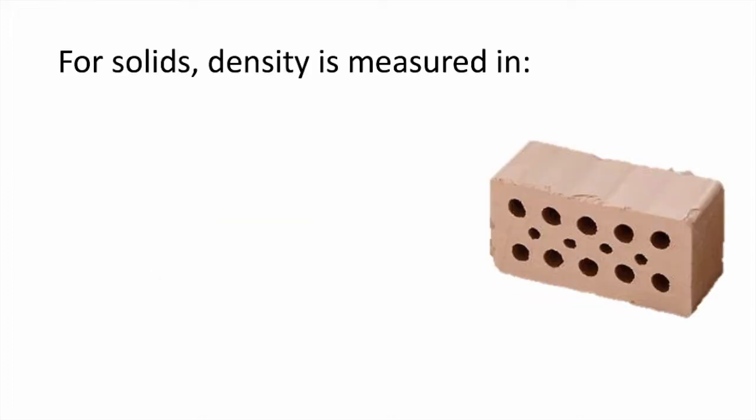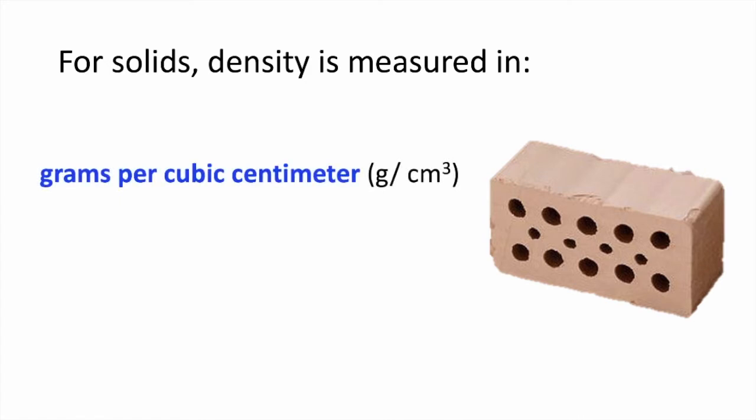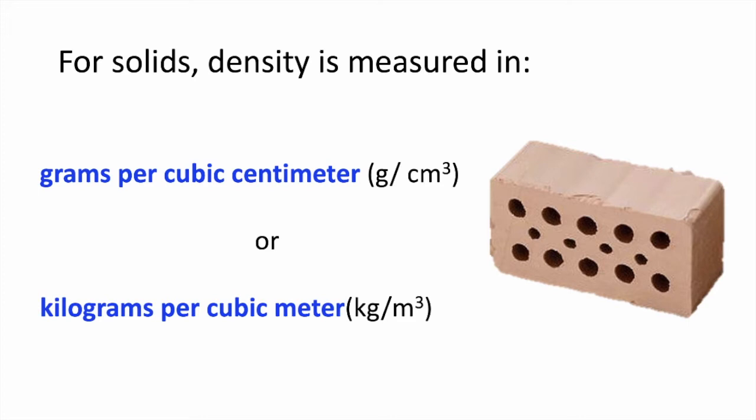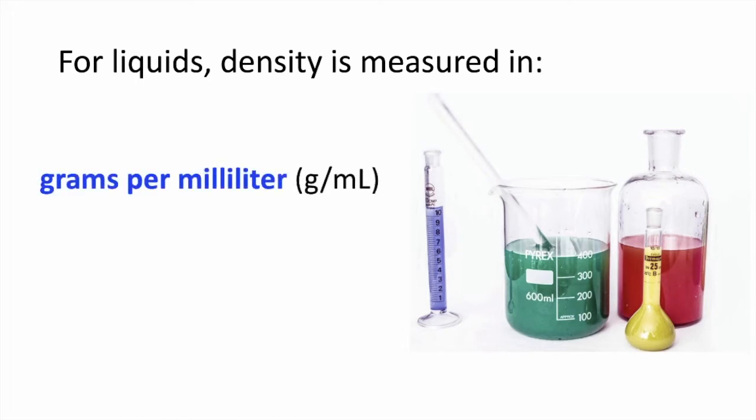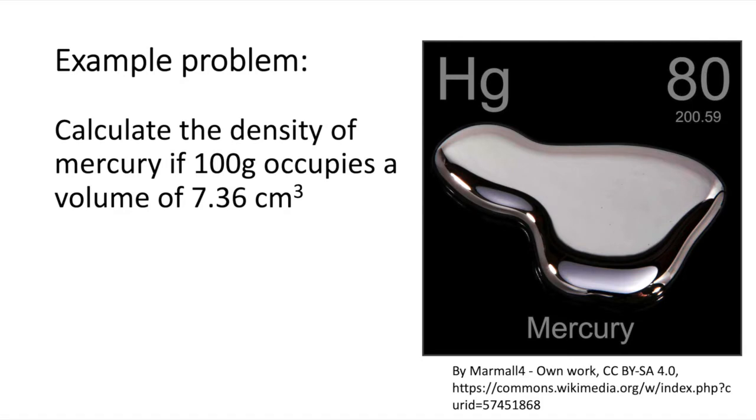For solids, density is measured in grams per cubic centimeter or kilograms per cubic meter, but we're usually going to be using the grams per cubic centimeter. For liquids and gases, density is usually measured in grams per milliliter because we tend to measure liquids and gases in milliliters. Let's do an example problem.